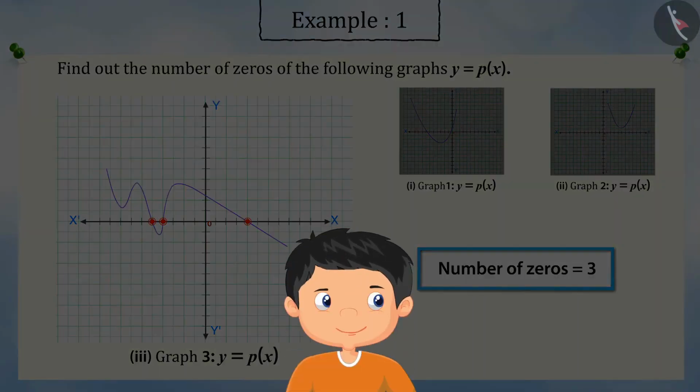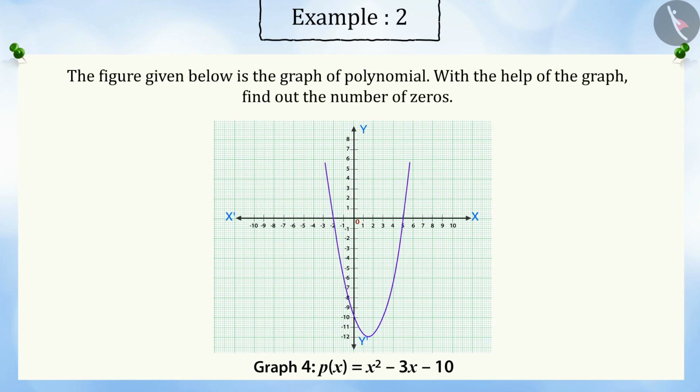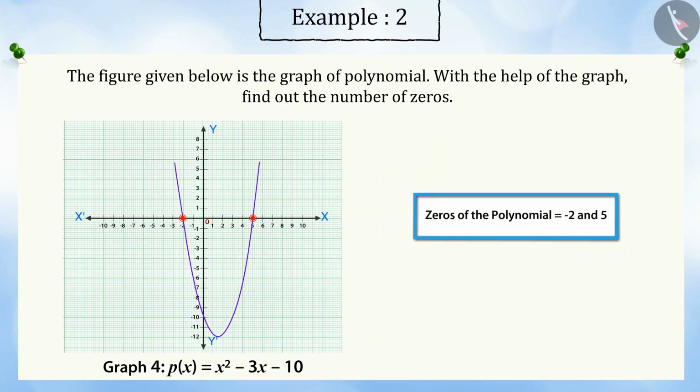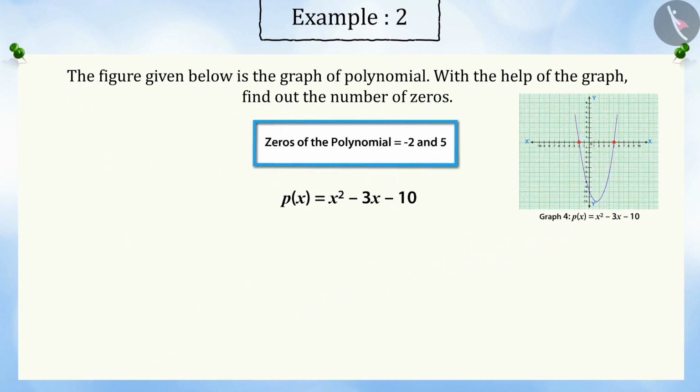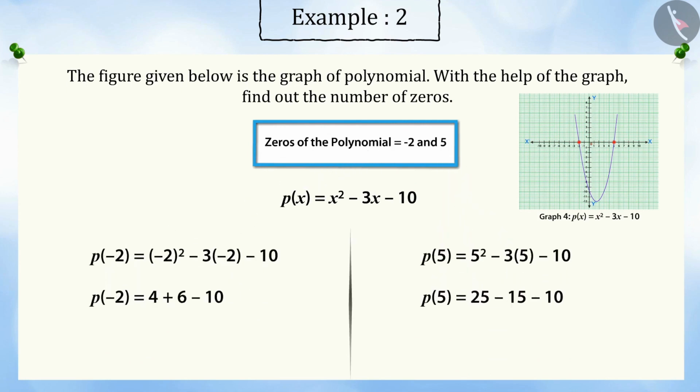Let's look at another example. The figure given below is the graph of a polynomial. With the help of the graph, find out the number of zeros. Here, the graph intersects the x-axis at 2 points. Hence, there will be 2 zeros of this polynomial, -2 and 5. You can verify the result by replacing the zeros in polynomial.